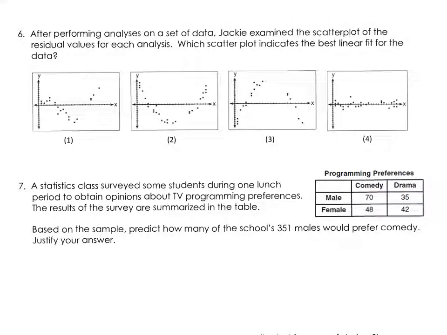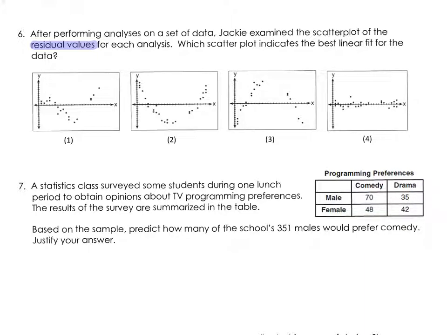Now we're going to skip down to question 6, which says, after performing analysis on a set of data, Jackie examined the scatter plot of the residual values. It's important to note that these are residual plots for each analysis. Which scatter plot indicates the best linear fit for the data? Remember, what this does is take the line of best fit and stretches it to be a horizontal line. And then we can really see how far away the residual is and whether there's a pattern or not.